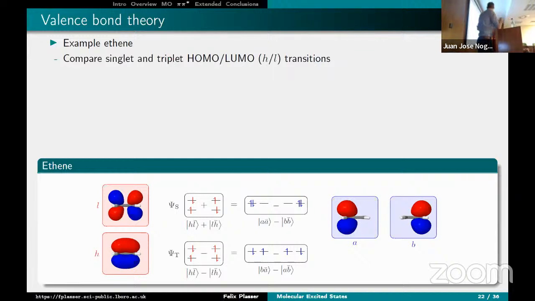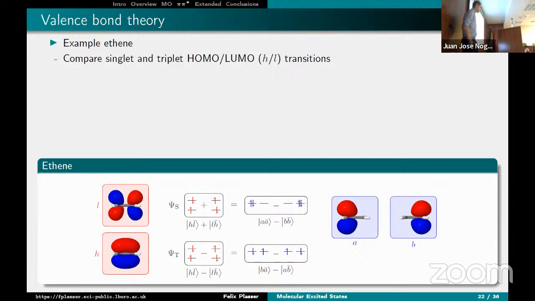So we look at ethene, the HOMO and the LUMO are all that matter, and then we can construct singlet and triplet states. Now we know that the triplet is HOMO-LUMO minus LUMO-HOMO, and the singlet is HOMO-LUMO plus LUMO-HOMO. So, alpha HOMO beta LUMO minus alpha LUMO beta HOMO, and this is plus. Of course, with these signs you always have to be careful. But if I write it down like this, then the triplet is minus, and the singlet is plus.